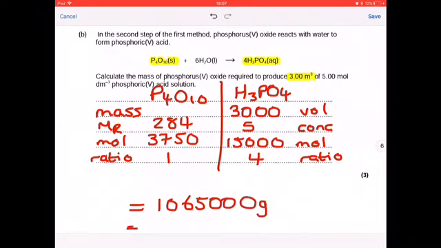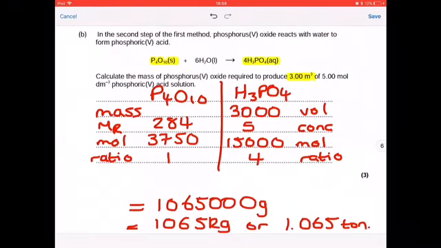Now, you can leave it as that. However, a lot of you did convert to kilograms and told me that you had 1065 kilograms or 1.065 tons. Either of those, well, any of those three answers would be correct in the exam.